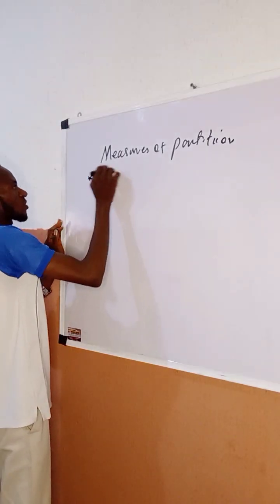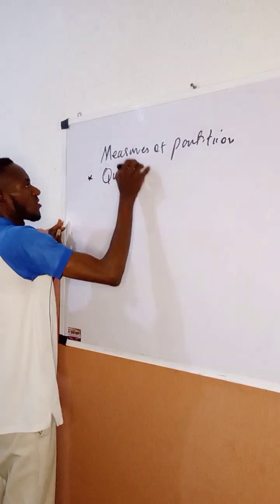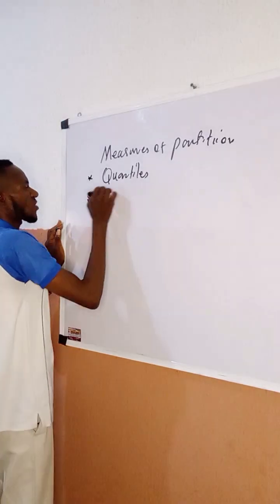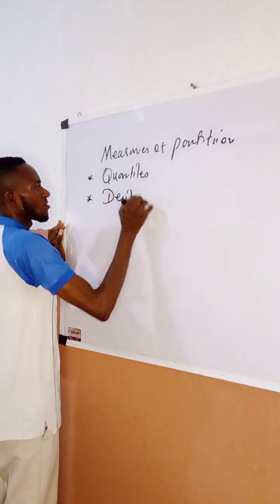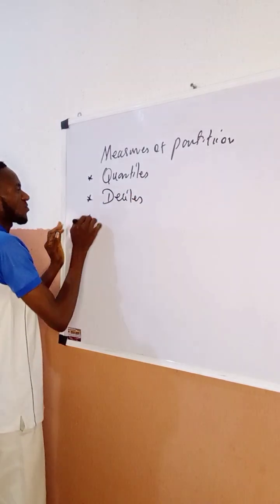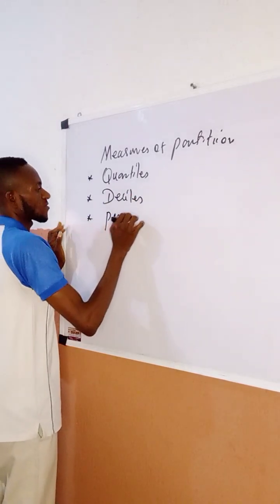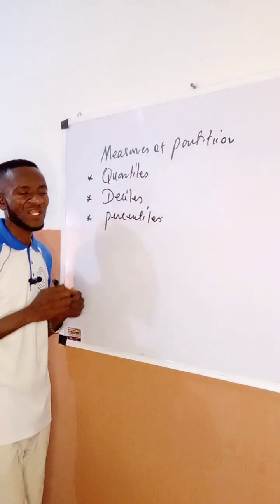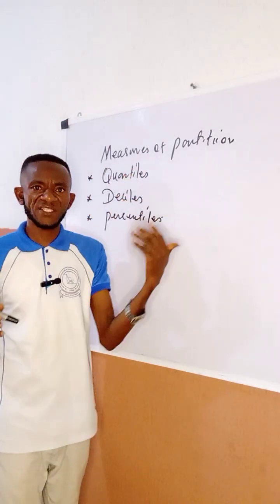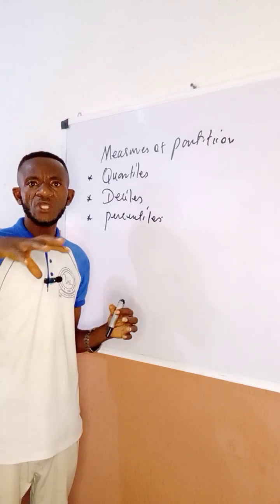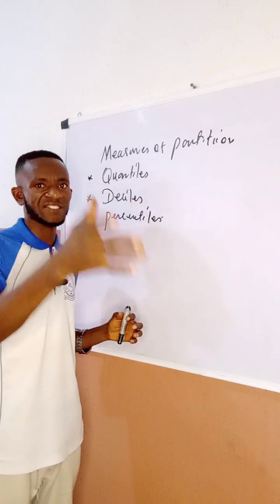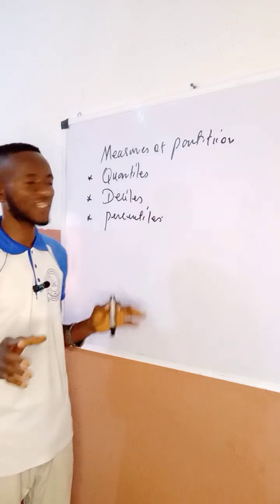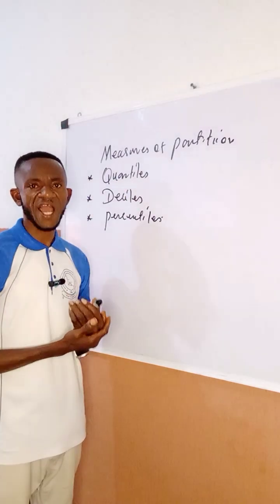We are going to look at what we call quartiles. Number two, we are going to look at deciles. Number three, we are going to look at percentiles. And of course, when we talk about measures of partition, we are talking about some concept that divides a data set into equal parts. So the beginning of it now is what we call the quartile.